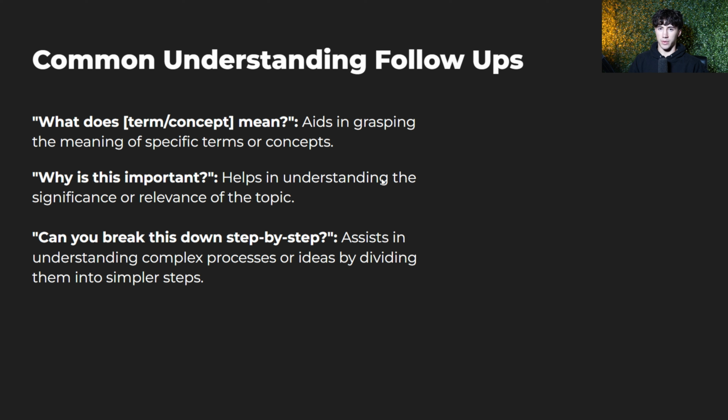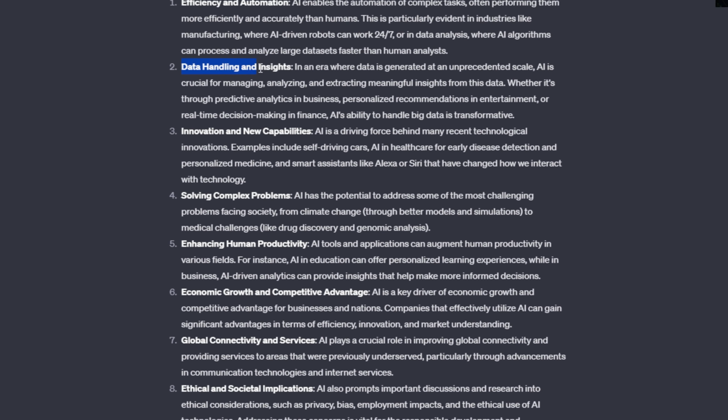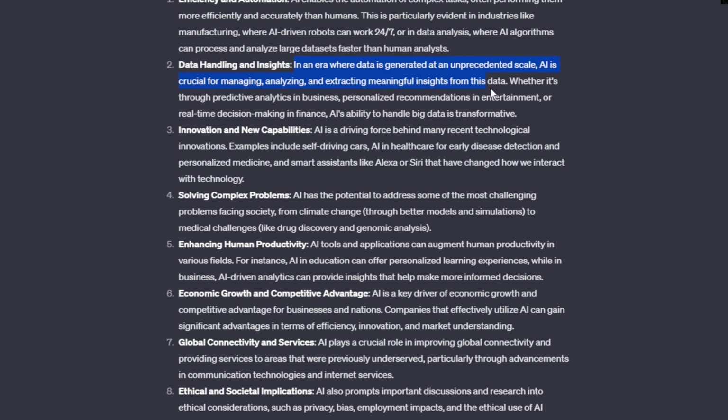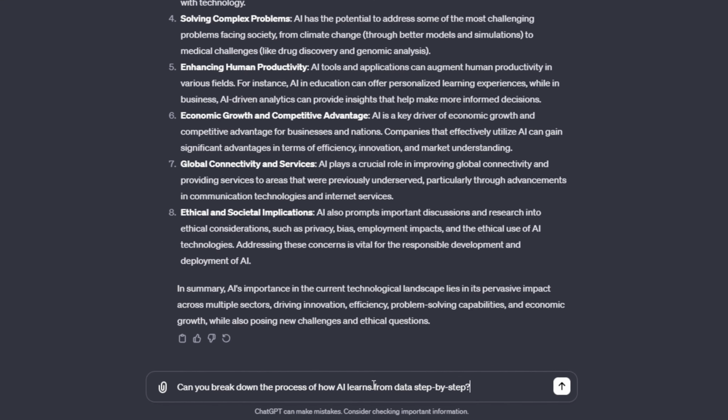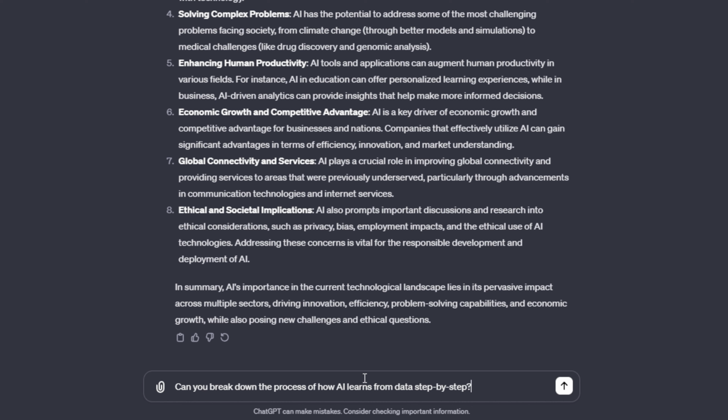So like I said, we want to learn more about this data handling subject that ChatGPT generated from the last answer. As you can see, it says data handling and insights, and it goes into a little paragraph about how AI uses data in order to manage and analyze and extract meaningful information. So let's say we want to go a little bit more in depth on this subject. What I could do is ask it a question like this. This is a great follow-up question. Can you break down the process of how AI learns from data step by step?